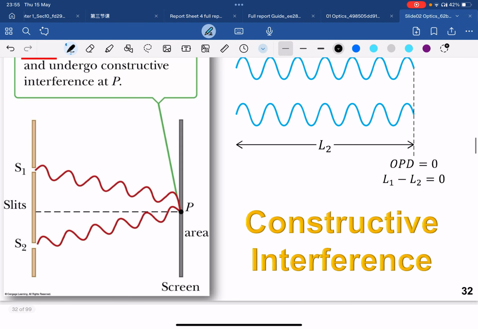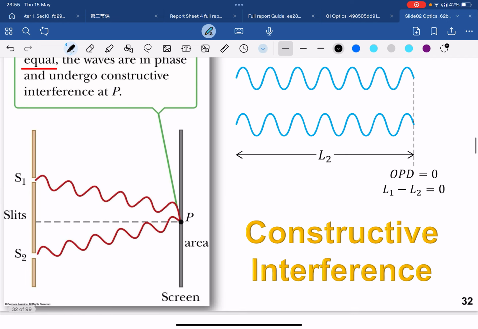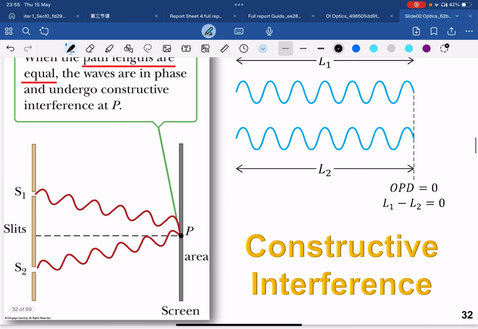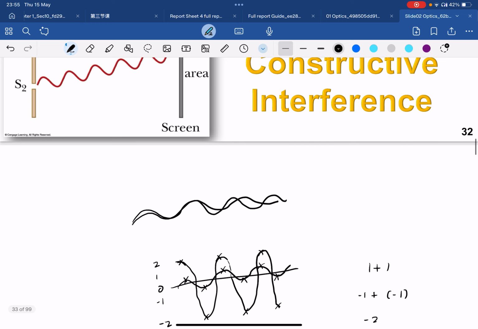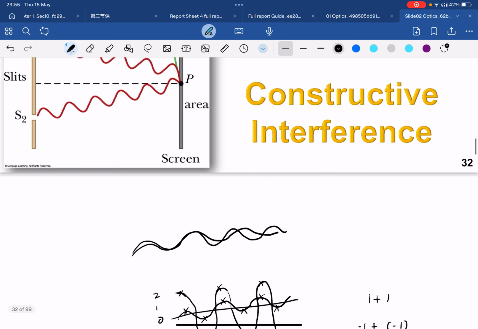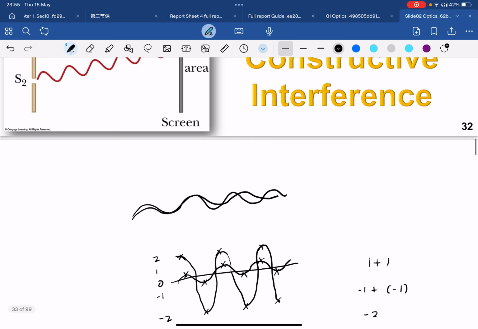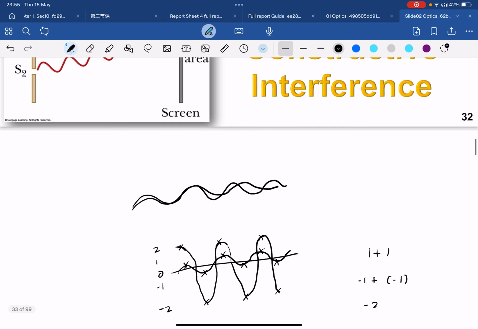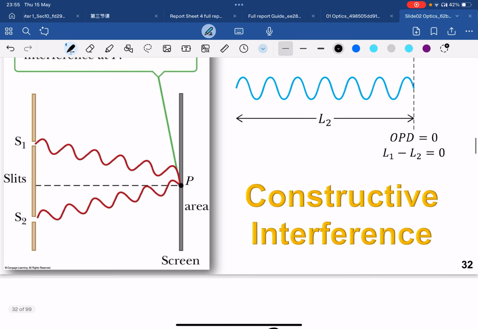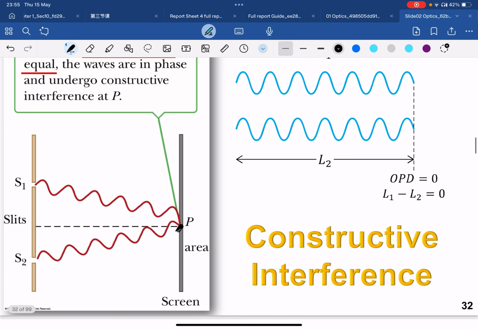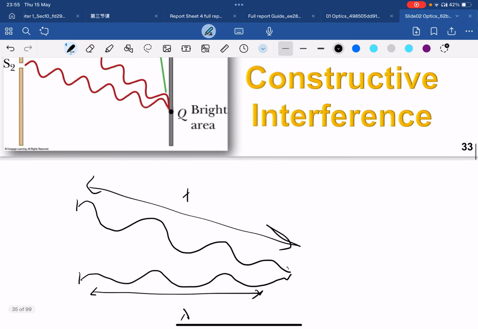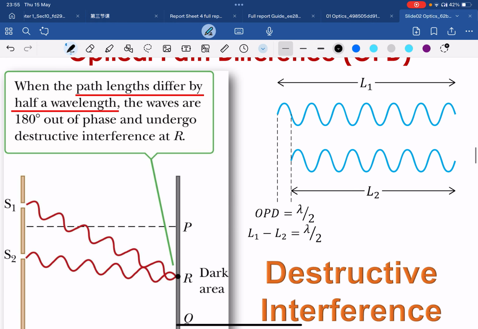And over here, when the path difference is the same, it's the same as this one. At this point, the waves are going to be in phase, meaning they're going to be the same, meaning the two points are going to be at 1, 1. So then they add up to become 2. So at this point over here, it's going to create a different wave. That's why it's constructive.